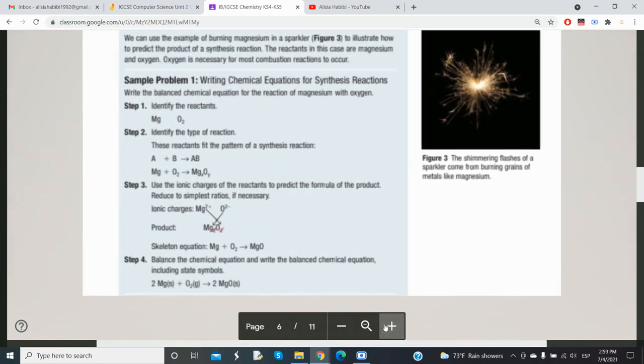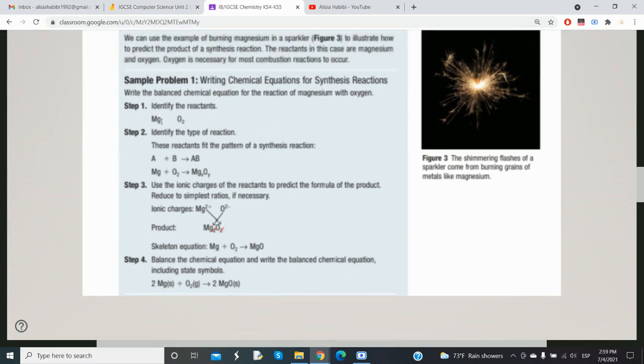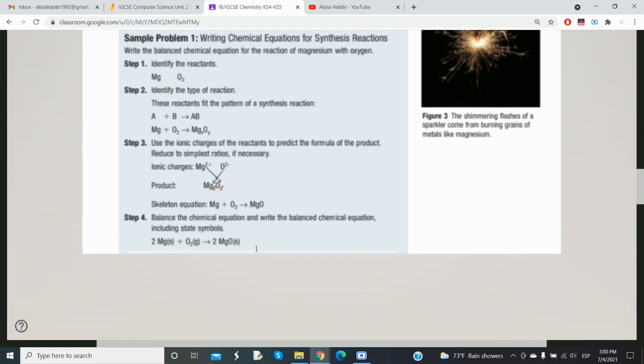For example, here we have two reactants, magnesium and oxygen gas. When we want to form a synthesis reaction, we say magnesium plus oxygen gas, as you can see here in step 2. Now we need to decide what the subscript numbers are going to be based on the ionic charges for each element. We know that the ionic charge for magnesium is 2 plus and oxygen is 2 minus, so the 2s cancel out. That gives you the chemical formula MgO, magnesium oxide. So this simple chemical equation, where you have magnesium plus oxygen gas on the left side to produce magnesium oxide, is what we consider a synthesis reaction.